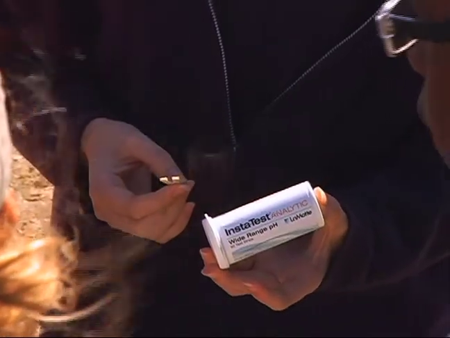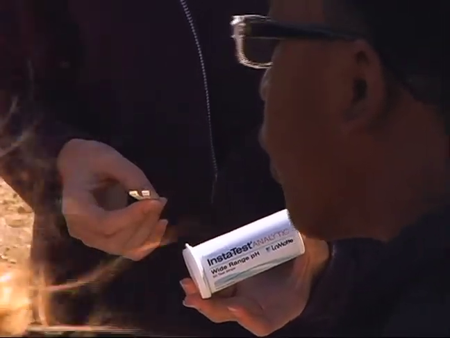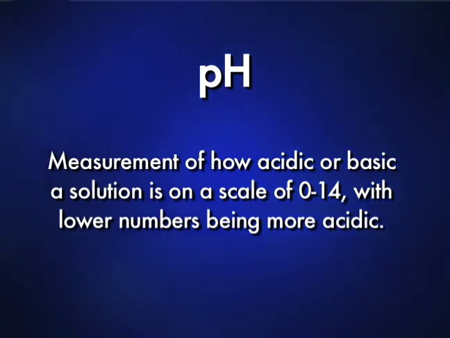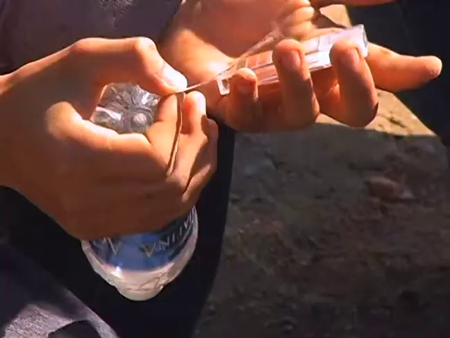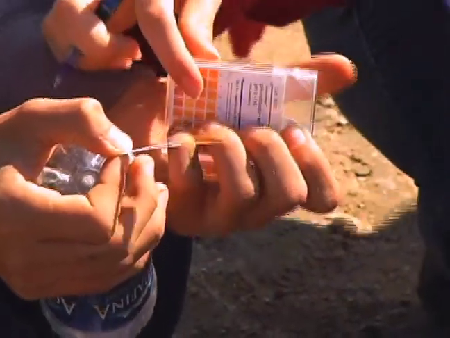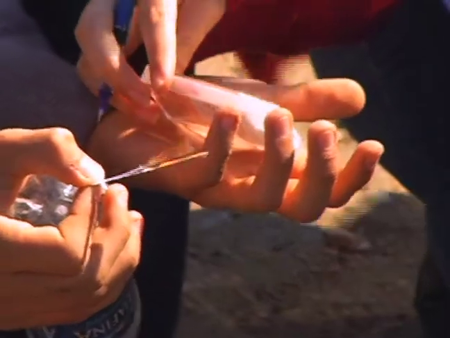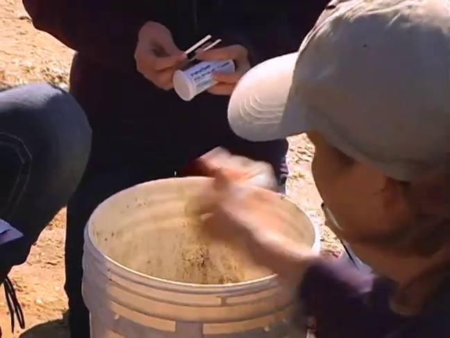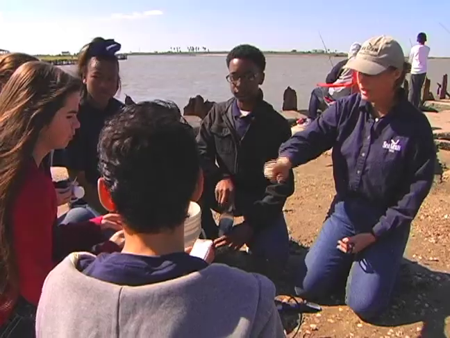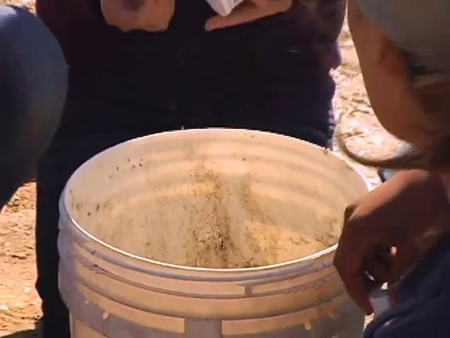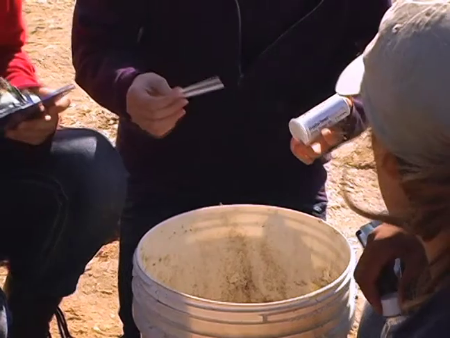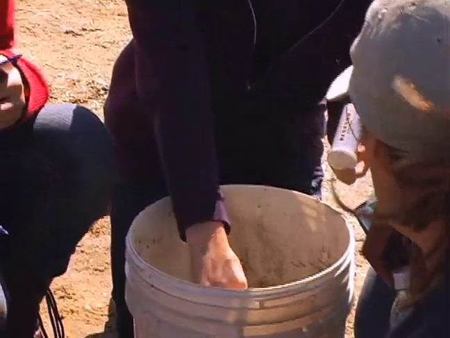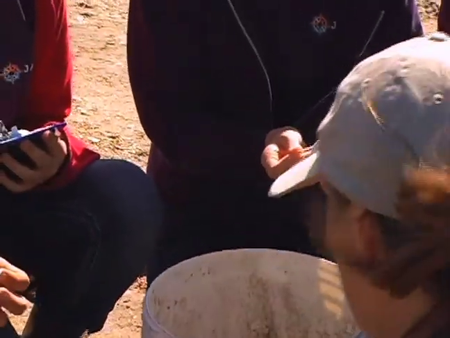Okay, now the next parameter we're going to test is pH. So it's going to measure acid or base from 0 to 14, 7 being neutral. Okay, so we're going to use pH strips. They have some indicator on them. You stick them down in the water for just a second, take them out, and then compare the color charts. And we actually have 2 different types, so let's do it. Go ahead. There you go. Go ahead.